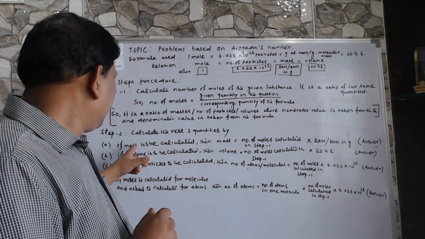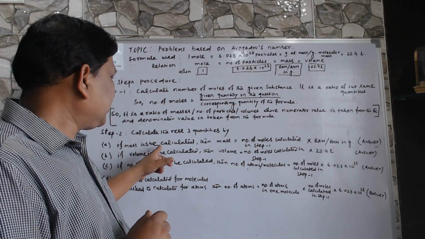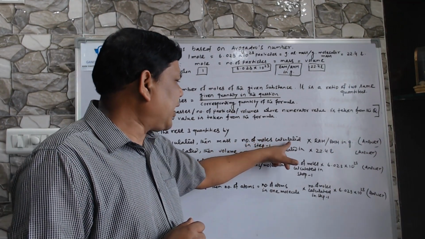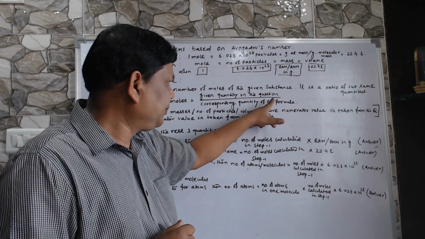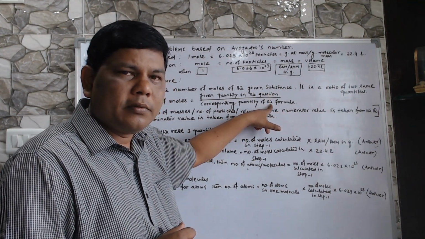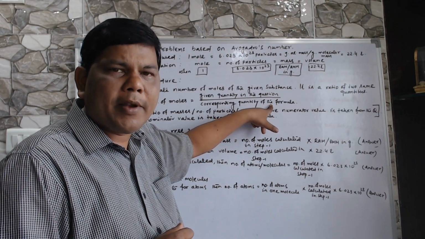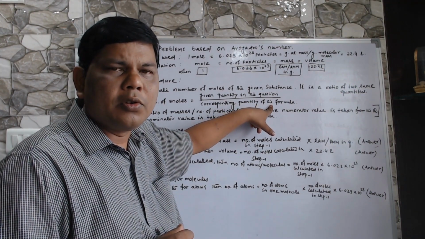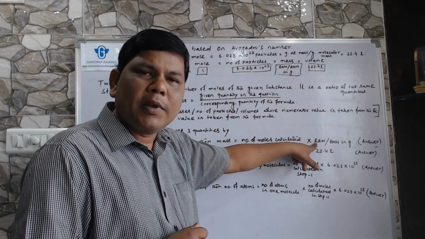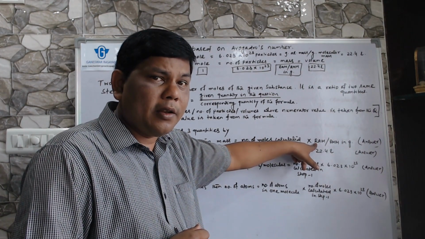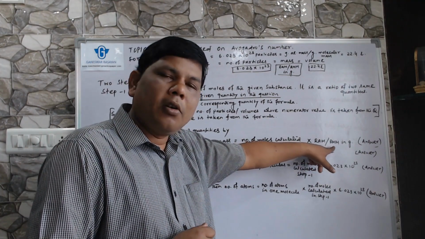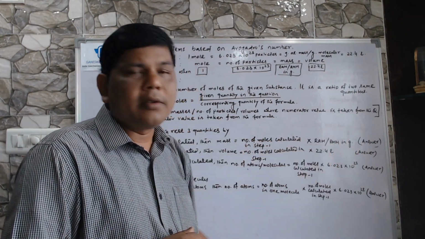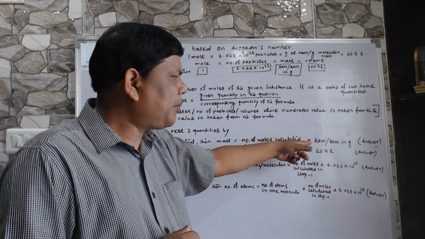Anyway, if mass is to be calculated, then mass equals the number of moles calculated in step 1, whatever the value. It may be 0.25, it may be 0.5, it may be 3 moles, it may be 0.24 moles, maybe 0.2 moles, into RAM if it is an atom. It must be given in the question. Or into RMM if it is a molecule. So calculate the relative molecular mass and multiply. That would be the answer.